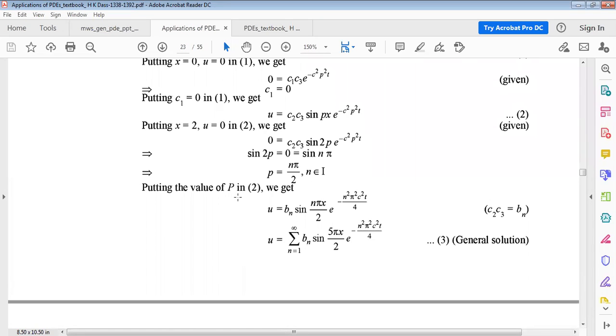Now putting the value of p in equation 2, we get u equals bn, where bn is the whole constant C2 C3, sin n pi x by 2 e to the power minus c square n square pi square t by 4. Just putting this p value. So this is the general solution; there is no arbitrary constant left. This is the general solution of the partial differential equation of the one-dimensional heat equation.